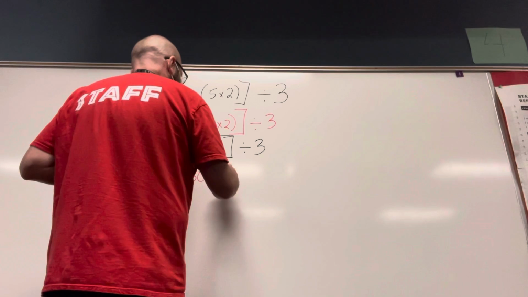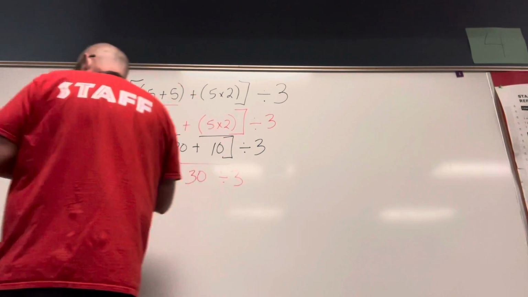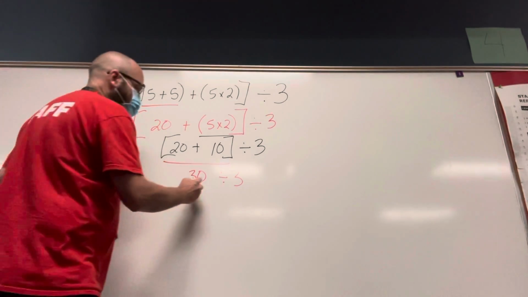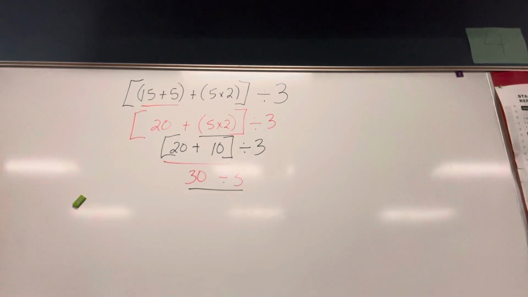Now we've done everything inside the brackets. So now we're down to one operation left. That operation is division. And 30 divided by 3 is 10.